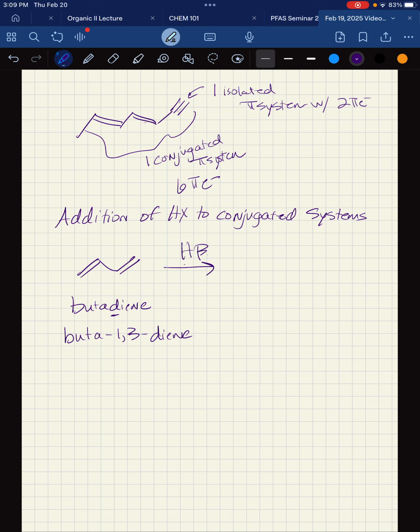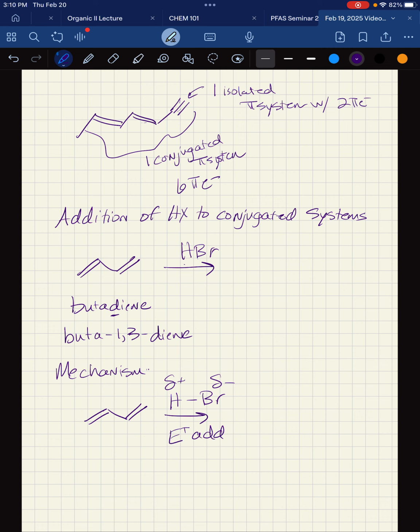And we're going to add HBr to this. I'm going to leave this without the products for now, and we're going to come back and fill those in a minute. Okay, so let's go through the mechanism here. Partial negative, partial positive. We know that the first step of these addition reactions is going to be that electrophilic addition step.